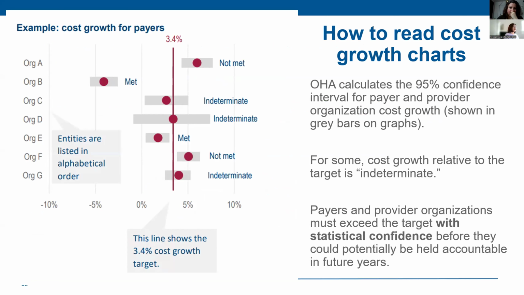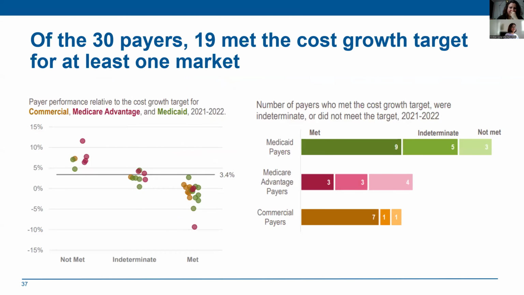So can we go back a little bit to the previous slide? Sorry. So when we said met the target, didn't meet the target, what do we mean by met the target, didn't meet the target, and indeterminate? To determine if a payer met the target or not, we calculate a 95% confidence interval. If the entire 95% confidence interval is below 3.4%, then we say this payer met the target.